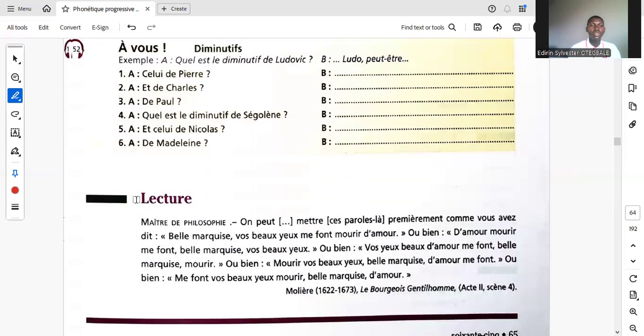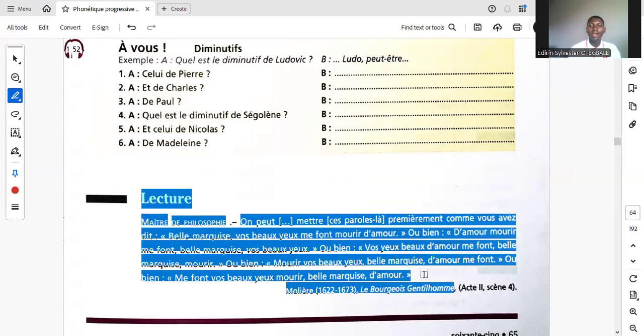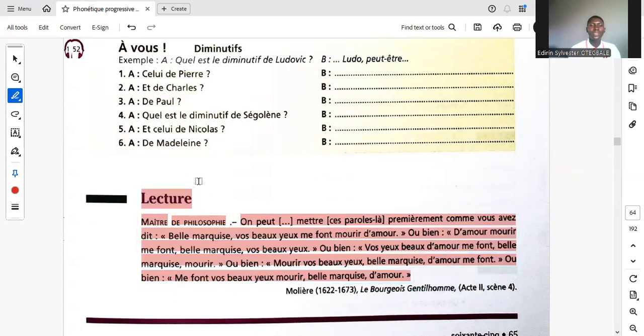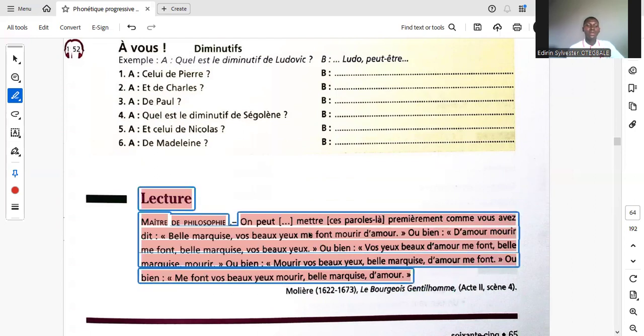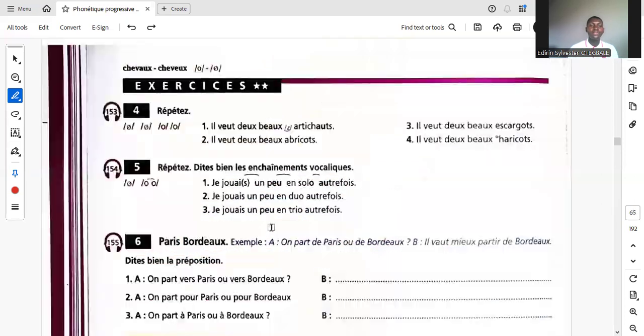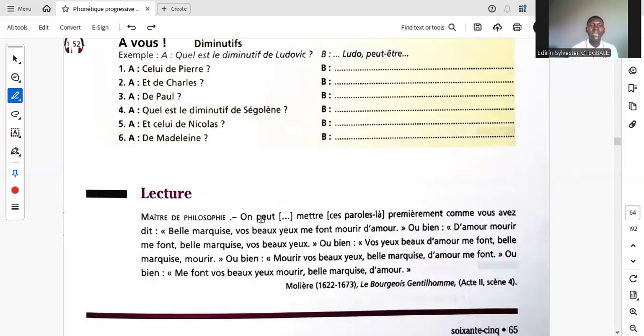This is lecture. I want to read this entire text here so that you can see how they are pronounced. So I will underline and then I will read. Now we have for this, okay, let's go down. Maître de philosophie. Un peu.